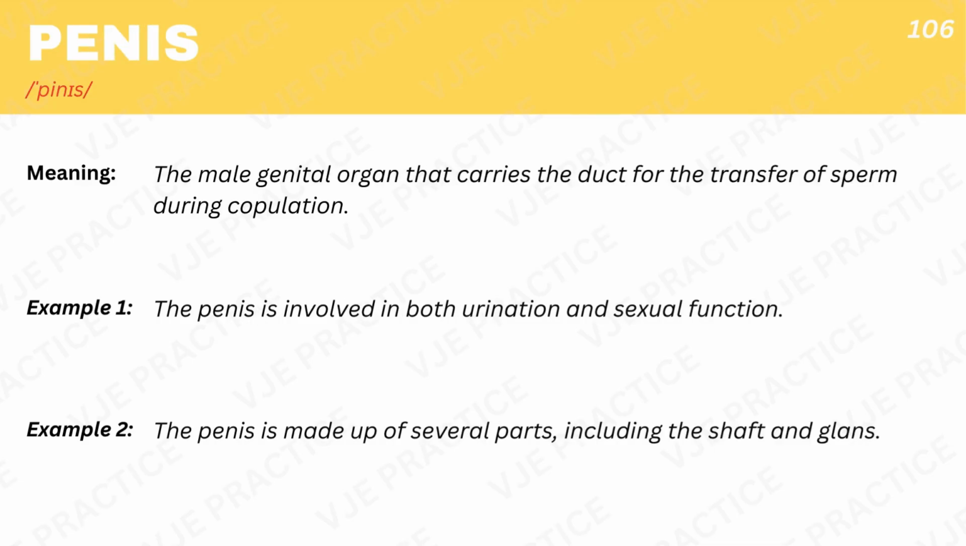Penis, the male genital organ that carries the duct for the transfer of sperm during copulation. Example 1. The penis is involved in both urination and sexual function. Example 2. The penis is made up of several parts, including the shaft and glands.